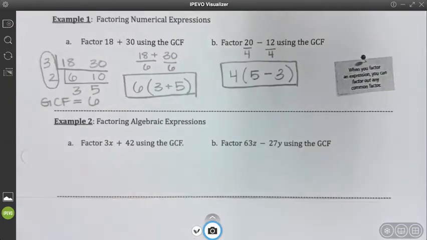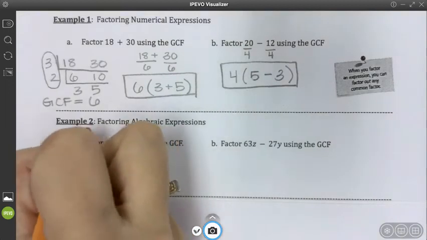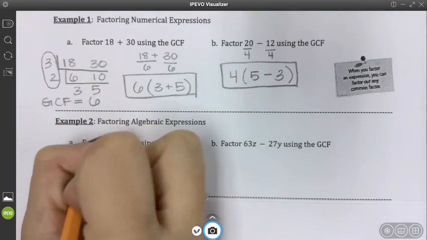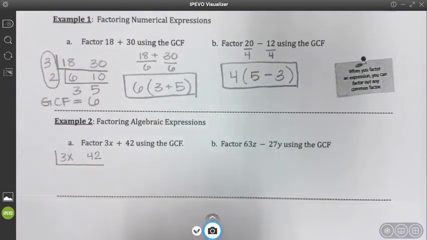Okay, so example 2. We're going to factor algebraic expressions now. So basically you're taking out whatever common factor they share. So we have 3x and 42. I'm going to show you with the upside down cake method again. It's what I like to use.